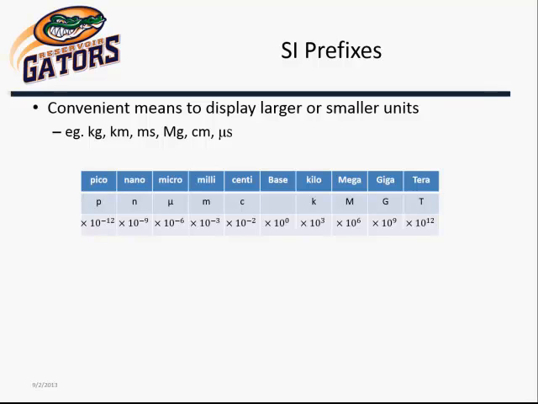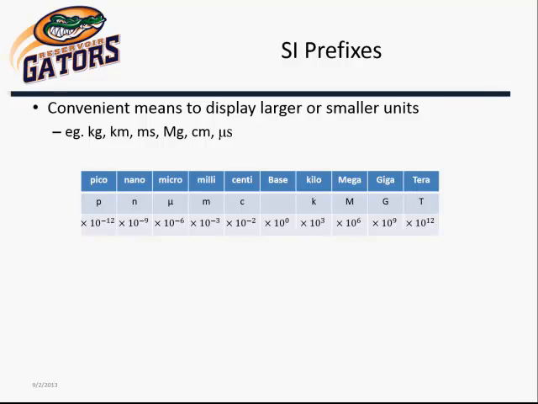So if you were to see a kilo with a meter, you would replace the kilo with times 10 to the 3 meters. Or a microsecond, you replace that symbol for micro, the mu, with times 10 to the minus 6th. And that will tell you how many of that base unit you have.